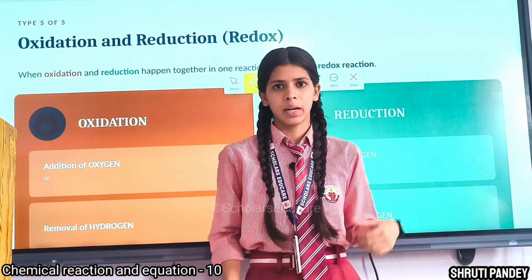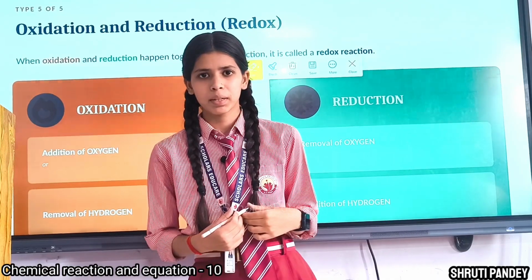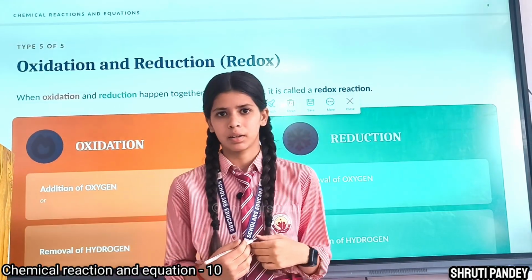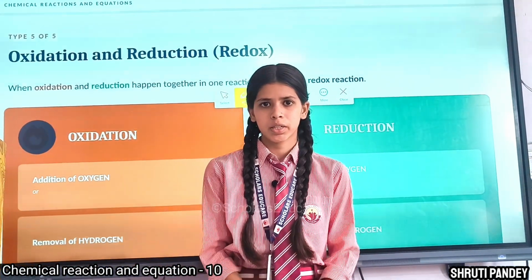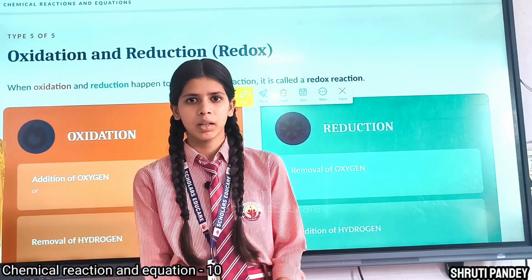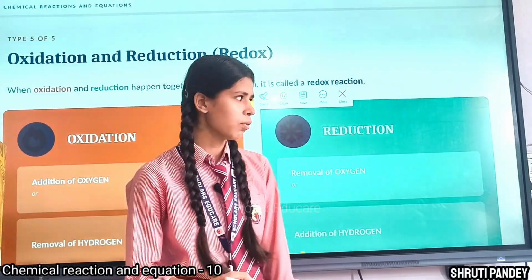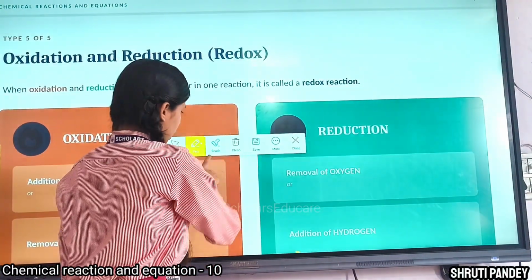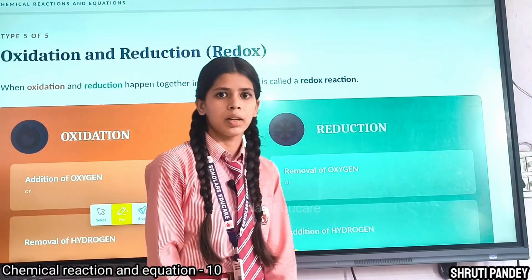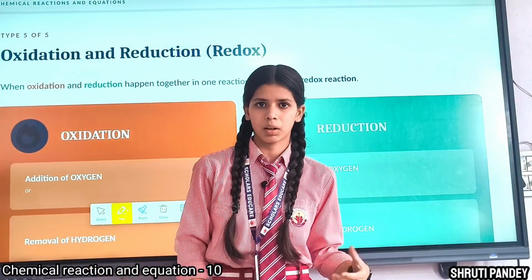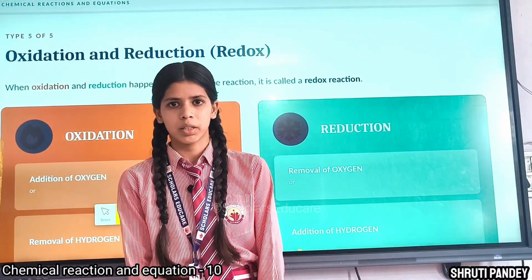So the next type of chemical reaction is oxidation and reduction reaction. Let's understand both types of reaction one by one. So first is oxidation reaction. The reaction in which oxygen is being added or hydrogen is being removed is called oxidation reaction.